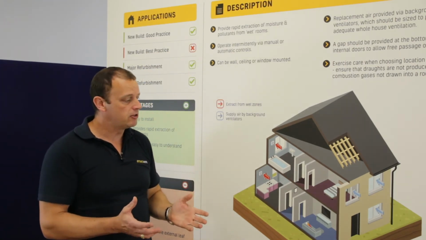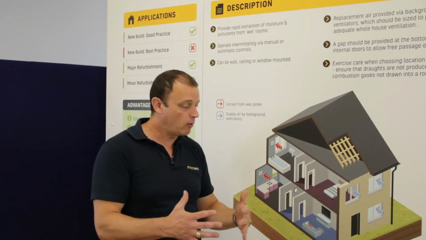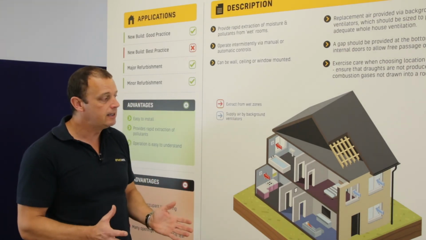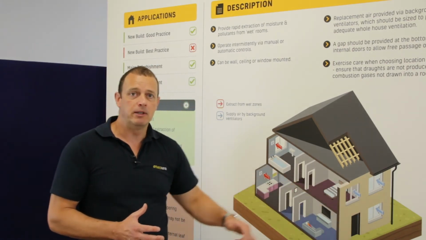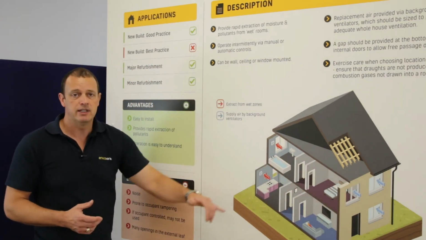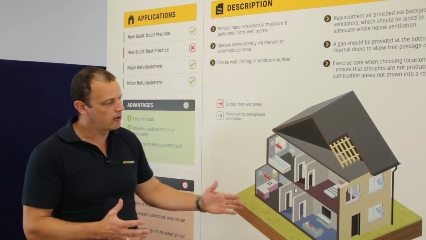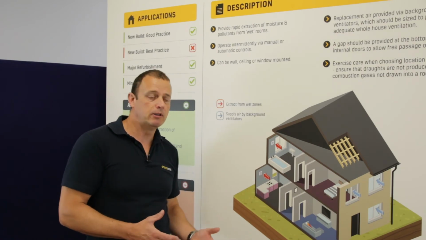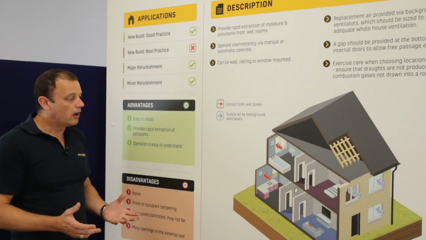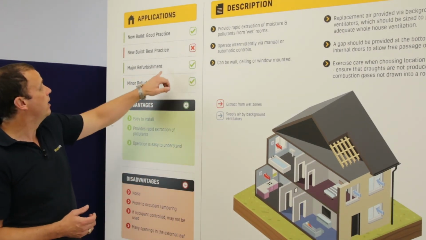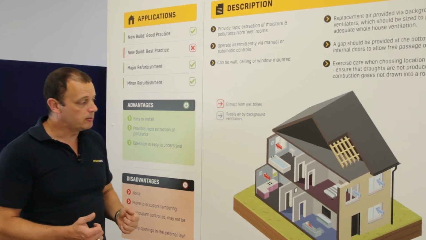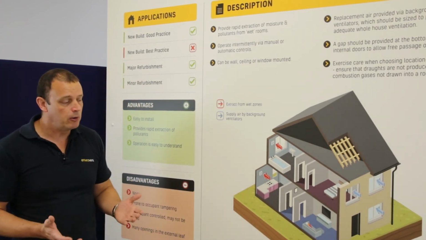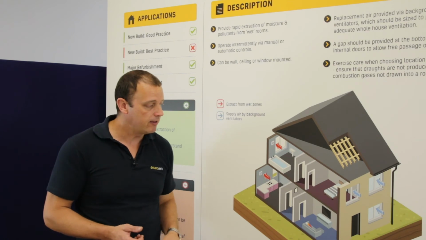The only reason being is because with new build now, we're making them quite an airtight property to keep all the heat in, and then we're going to put a lot of holes in the building with the background ventilators if we're using these fans. So, we've got a compromise there. We're trying to make it airtight to keep the heat in, and then we penetrate the building with a lot of holes. Not ideal, but it's still good. It's still a traditional way. Good for refurbishment, major or minor, but again, it's just being aware of this requirement for the background ventilation.